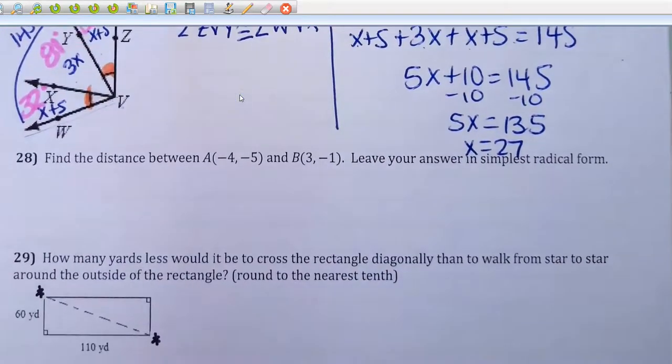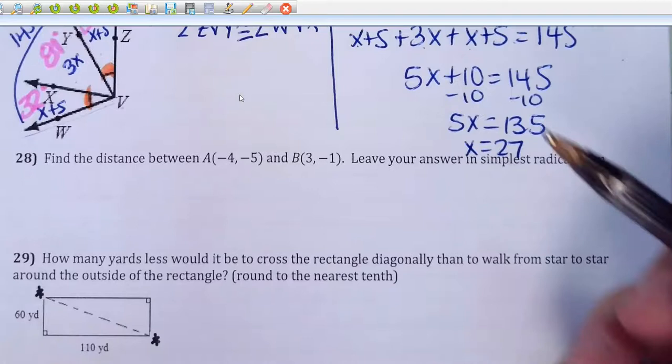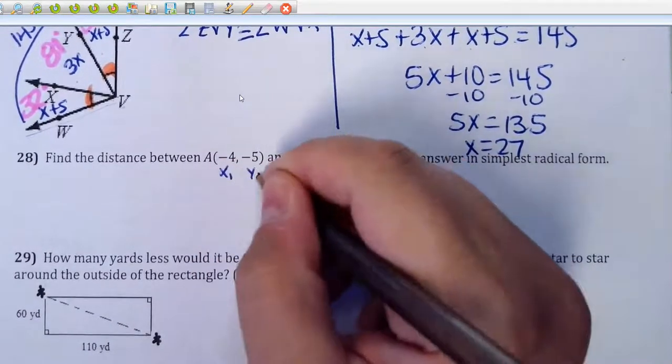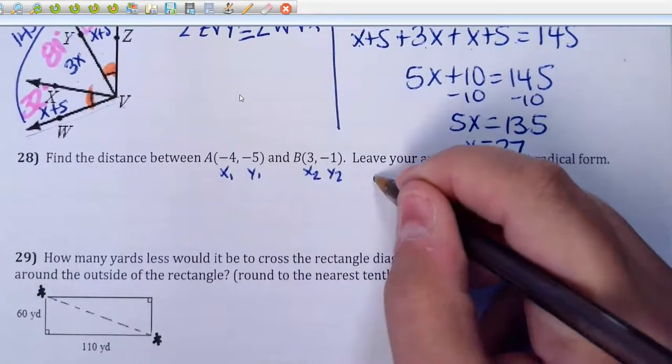All right, for number 28, find the distance between these 2 points in simplest radical form. So I'm just going to call this x1, y1, x2, y2, and I'm going to go ahead and use the distance formula here.